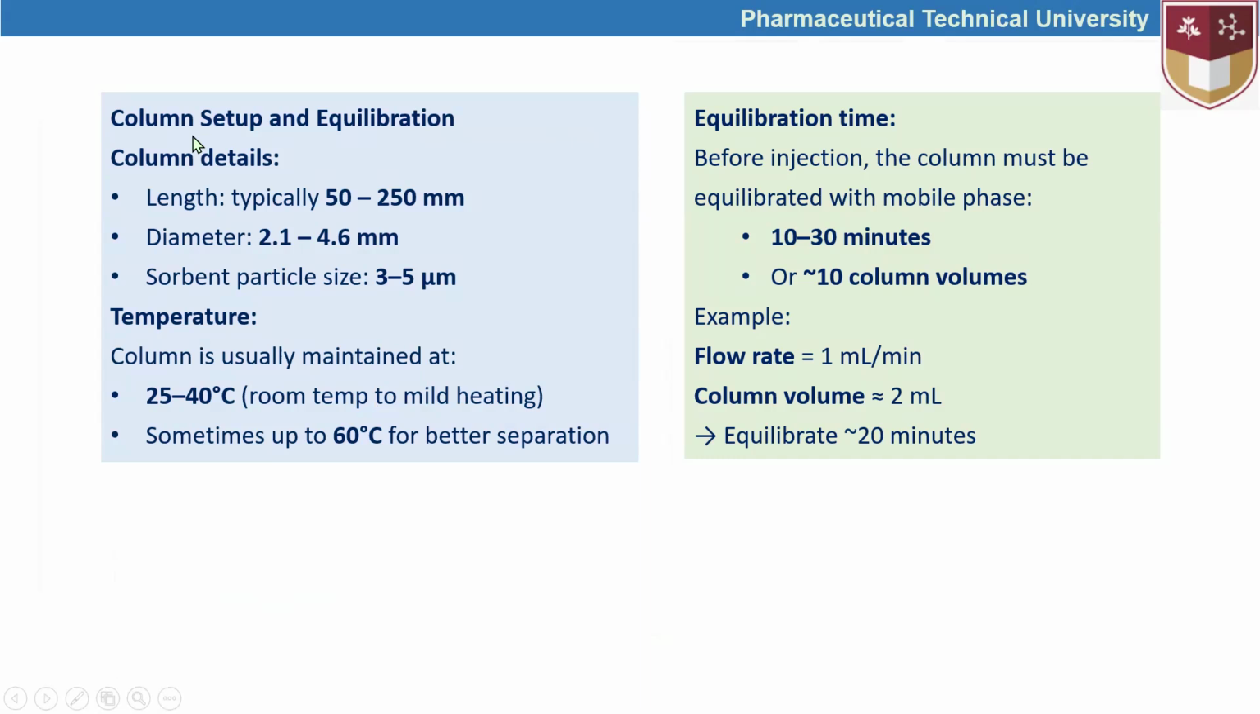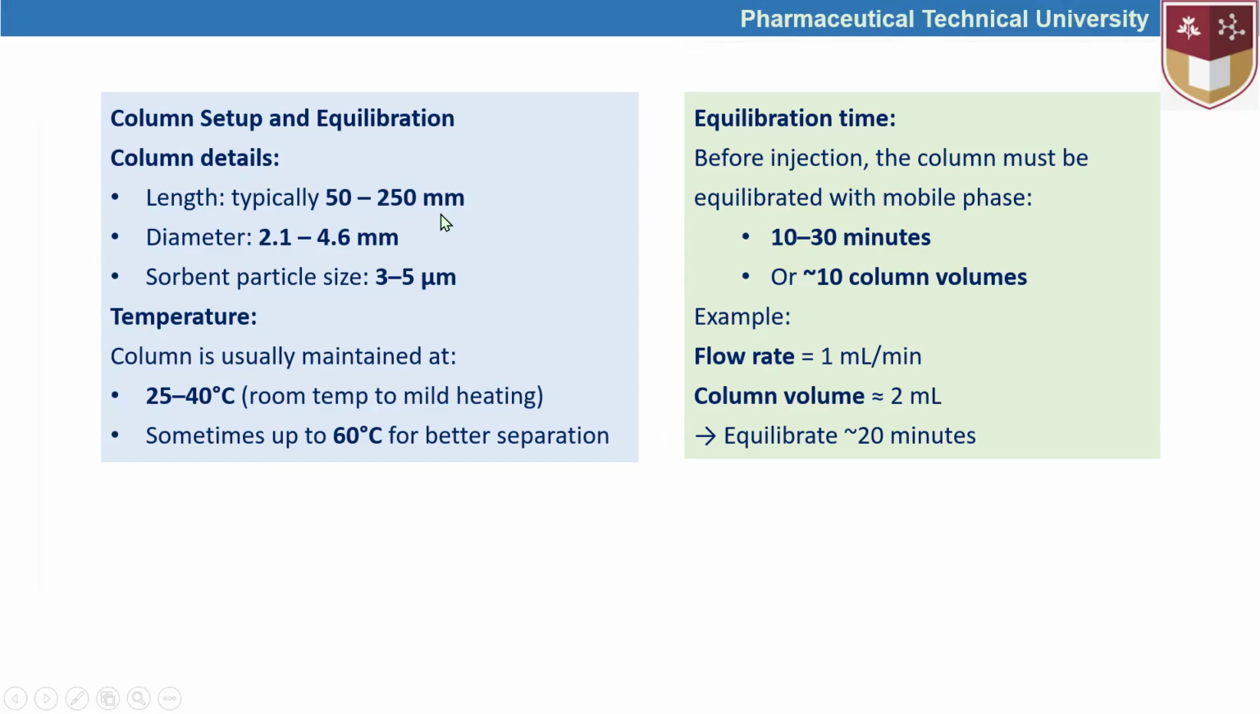Here we can find some info about the timing of different stages, including the preparation, running, and after-running washing processes of HPLC. The first one is column setup. Column details: column length can be between 50 to 250 millimeters.